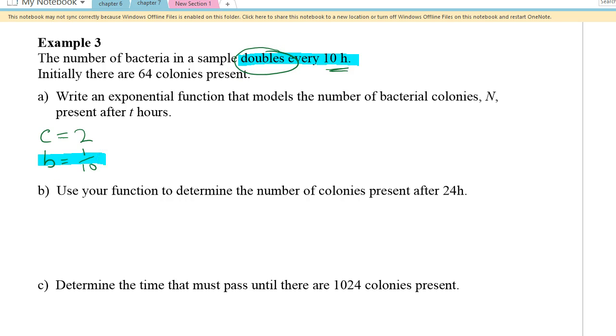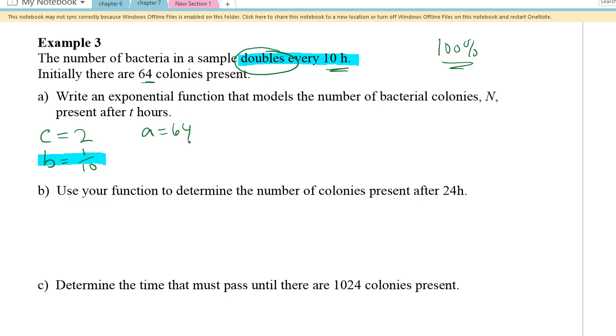Now the new twist in this one is, what about this? Initially there are 64 colonies present. Up until now we've always had 100% of something, and we've talked about proportions. So this will be our A amount. So this will be A is equal to 64.